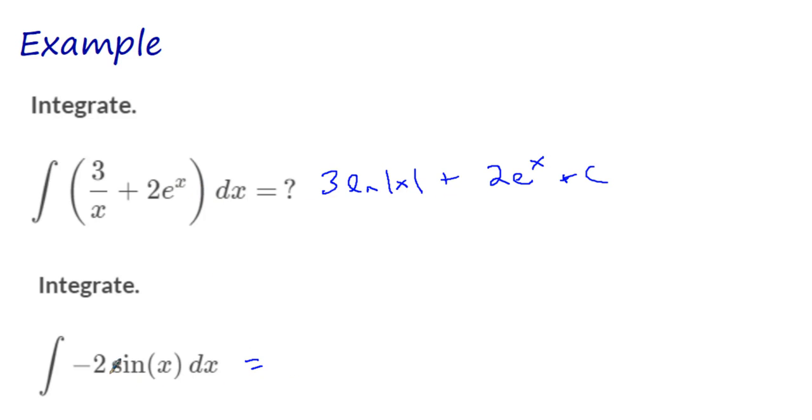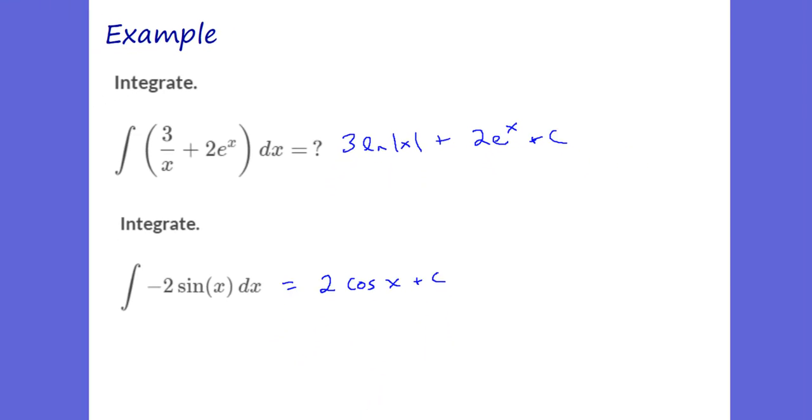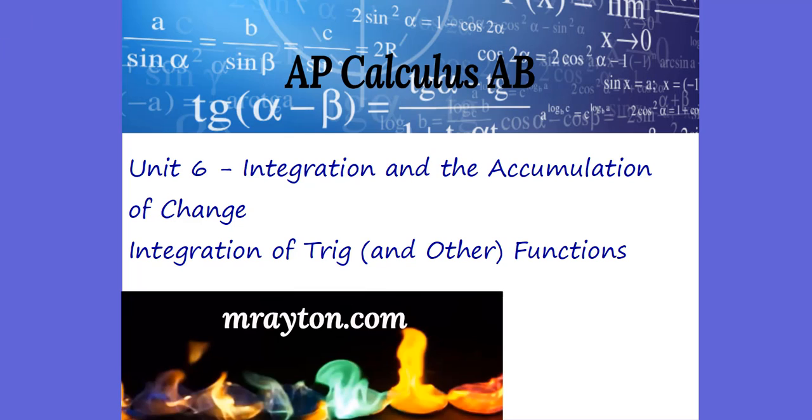What about when we have negative 2 sine of x dx, the integral of this? The integral of sine is negative cosine, so that would be 2 cosine of x plus c. And think about the derivative here. What's the derivative of cosine of x? It would be negative sine of x. And so there are 2 really good examples of our integration of trig and other functions.